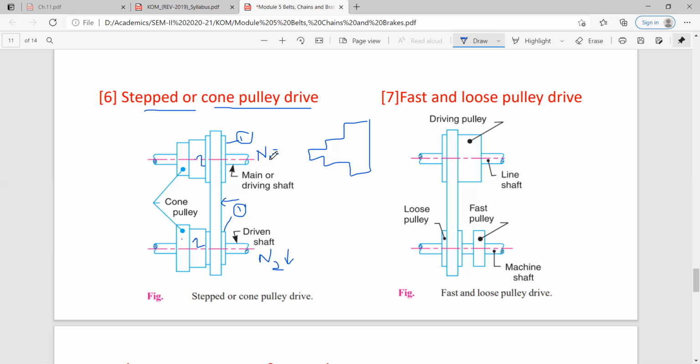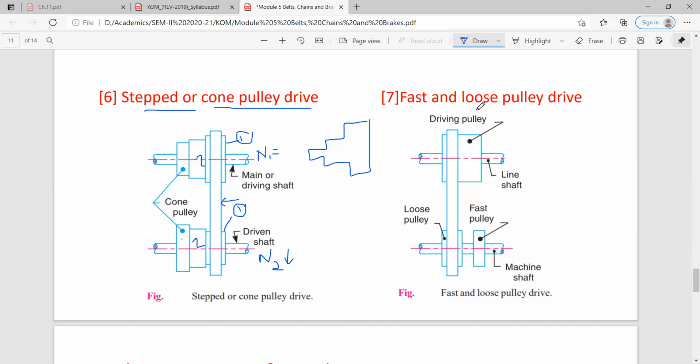Though only one driving shaft is there and only one driven shaft is there, how many velocity ratios are you getting? Almost three combinations, three velocity ratios. So that is possible using the stepped or cone pulley drive.